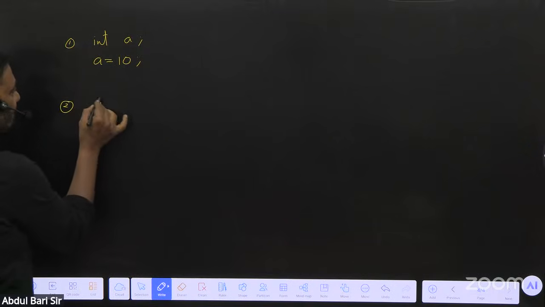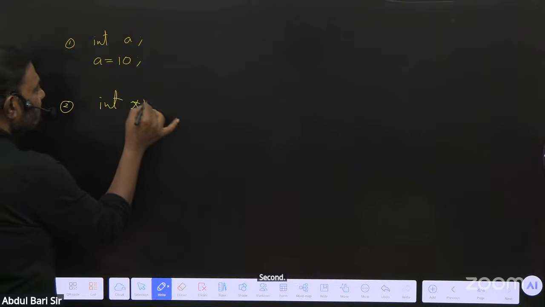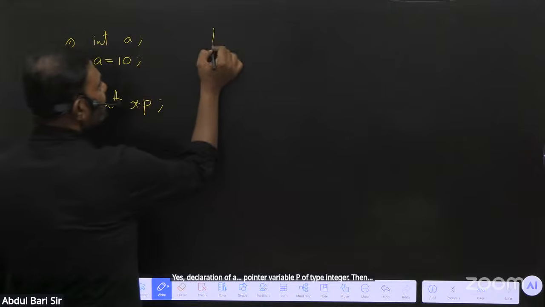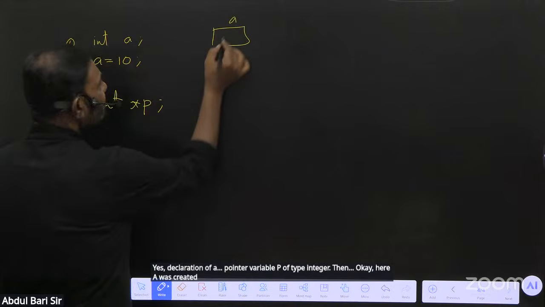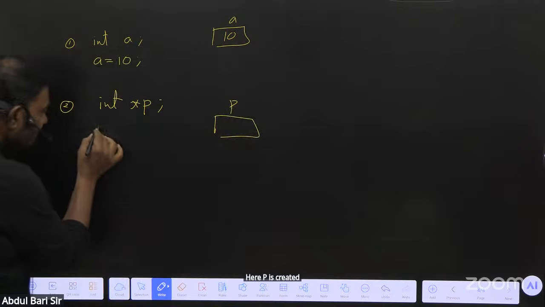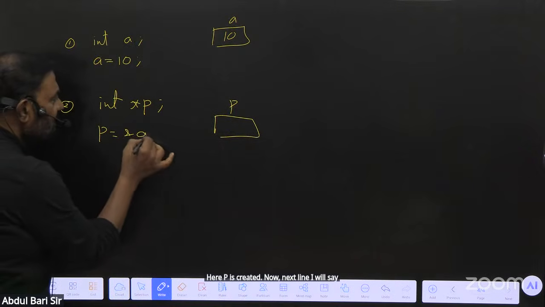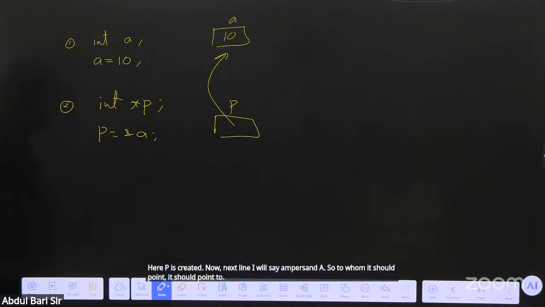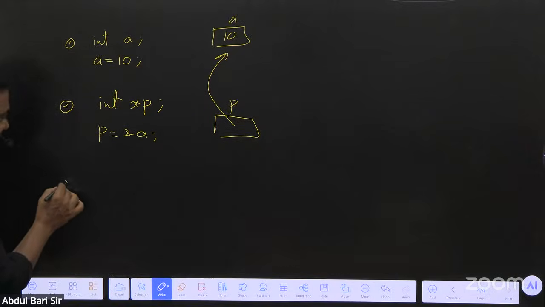Second. Can you write down the line like this? Yes. Declaration of a pointer variable p of type integer. Here a was created, then later the value was 10. Here p is created. Now the next line I will say p assigned ampersand a. So to whom should it point? It should point to a. Then third step.